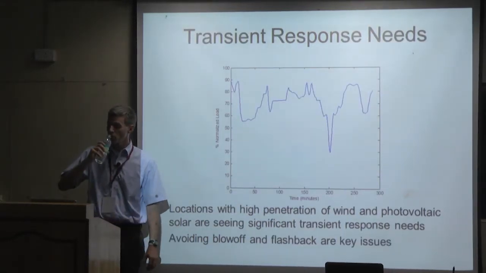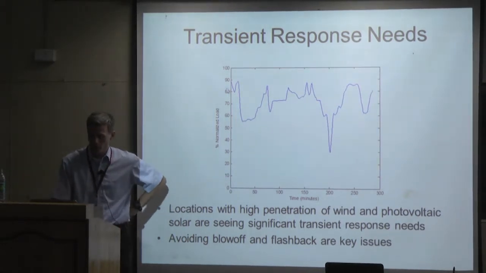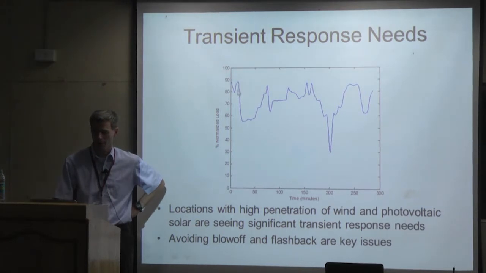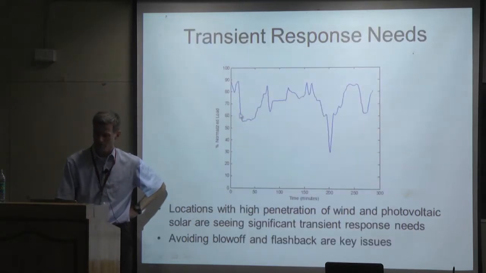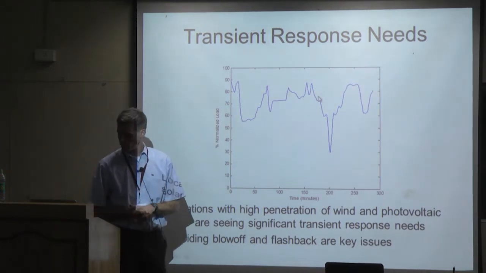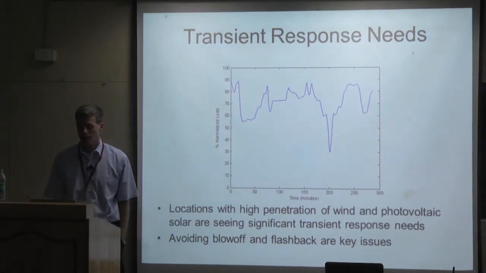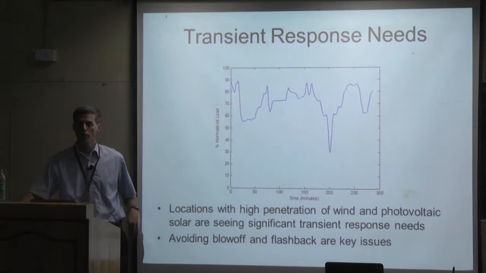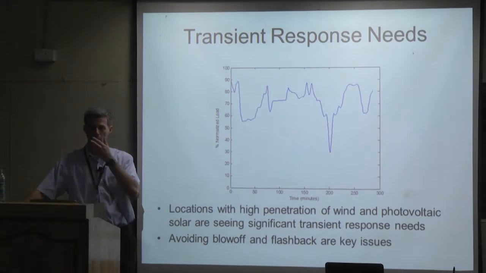Another one is transient response. This is data from another power plant in the U.S., also a gas turbine fired power plant, showing the power output as a function of time. This was in days. This is a power plant, I believe, in the Northeast. This one is in minutes. Look at how the output is just bouncing all over. This matters particularly in locations in Europe and in the United States where there's very high penetration of renewables, particularly photovoltaics and wind, which are what we call non-dispatchable, right?